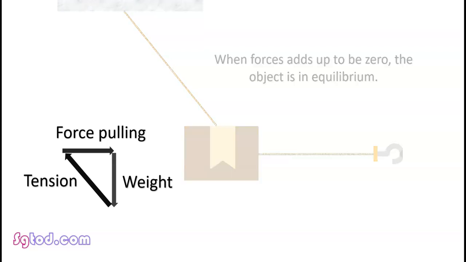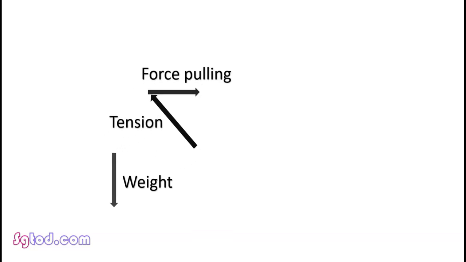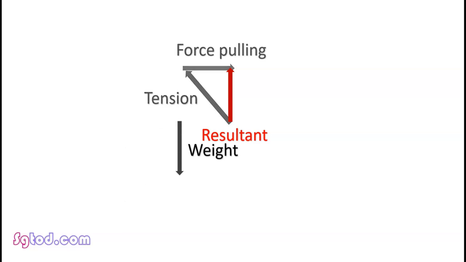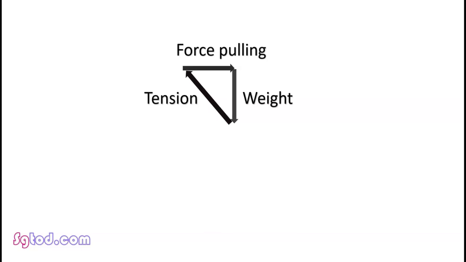Because the resultant of any two of the forces will be equal in magnitude to the third force but in opposite direction. Let's take the tension and the pulling forces. The resultant of these two forces will be pointing upwards. When this resultant force has a magnitude equal to the weight, but in opposite direction, the net result is zero. Hence, when the three forces are in equilibrium, they add up to be zero, and when put together, all the forces are pointing in a clockwise or anti-clockwise direction.